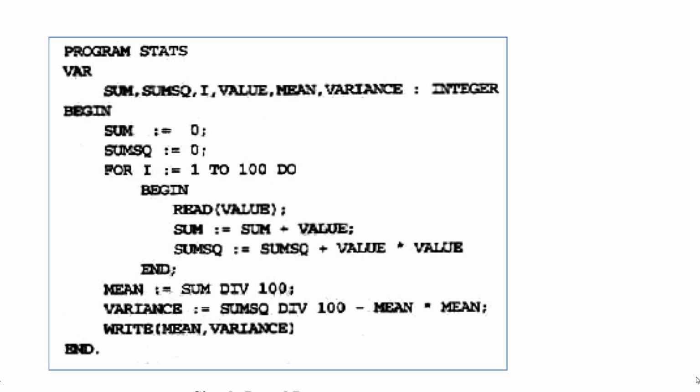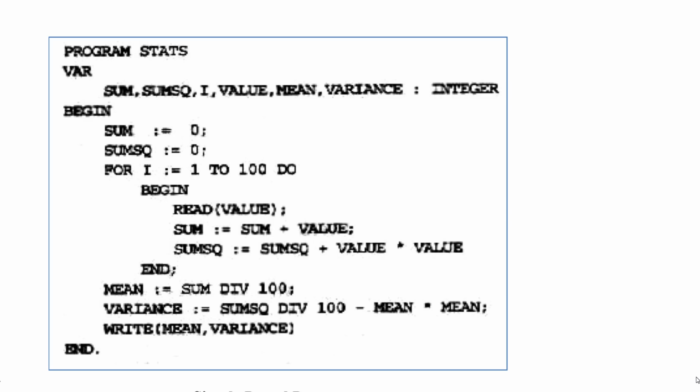Then the blocking is done with the begin and end. Here sum is initialized to 0 and sum of squares, sum sq, is equal to 0. Here use the for loop. It is for I equal to 1 to 100. So begin within the for loop, read the value and sum equals sum plus value, and one more thing, sum square equals sum square plus value into value, that is sum of numbers and sum of squares of numbers.